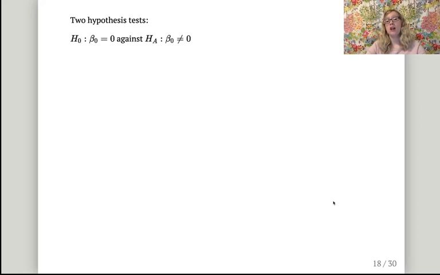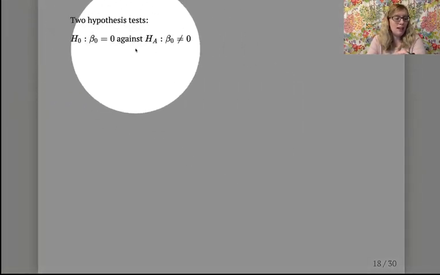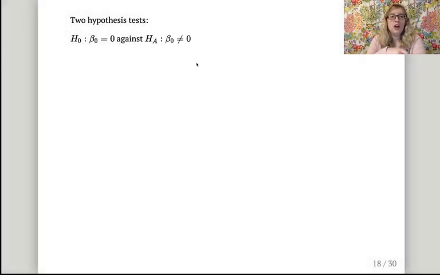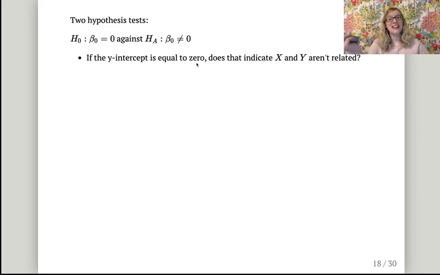That p-value column is actually showing you the results of 2 hypothesis tests, not just one. The first hypothesis test is testing whether or not the y-intercept term, the beta, is equal to 0. So if beta is equal to 0, then the predicted value of y when x is equal to 0 would be 0. Does that tell us whether or not x and y are related? Not really. It just tells us where the model crosses that y-intercept.